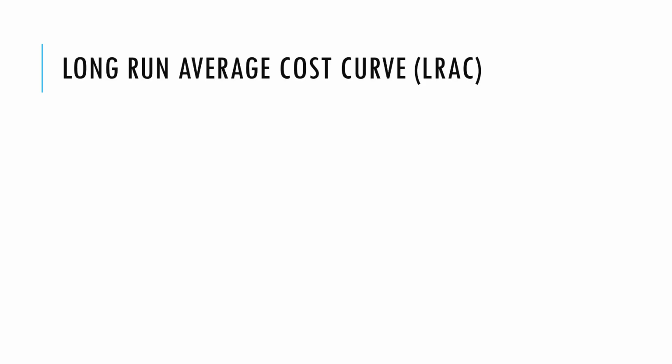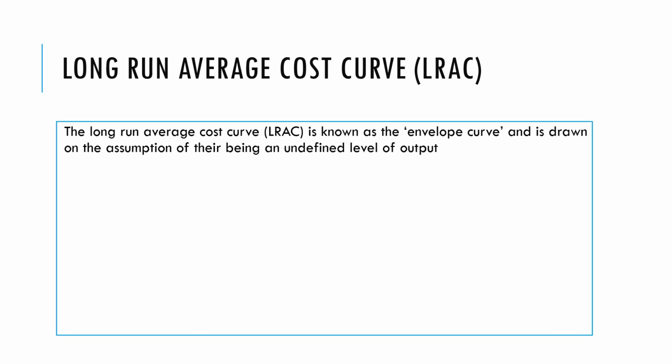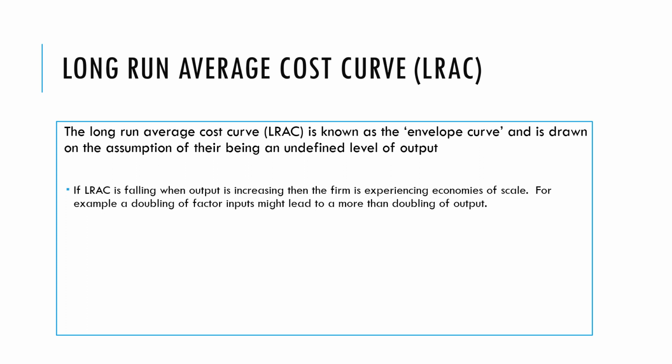So how does this relate to the long run average cost curve? The long run average cost curve is sometimes known as the envelope curve, and it's based on the assumption here that we haven't got a fixed level of output. When we look at the short run average cost curve, we said that one factor of production was fixed, maybe land or capital. Here we take that assumption away.